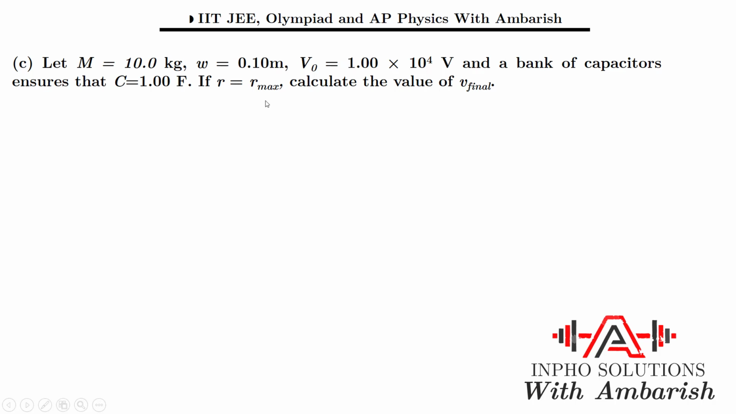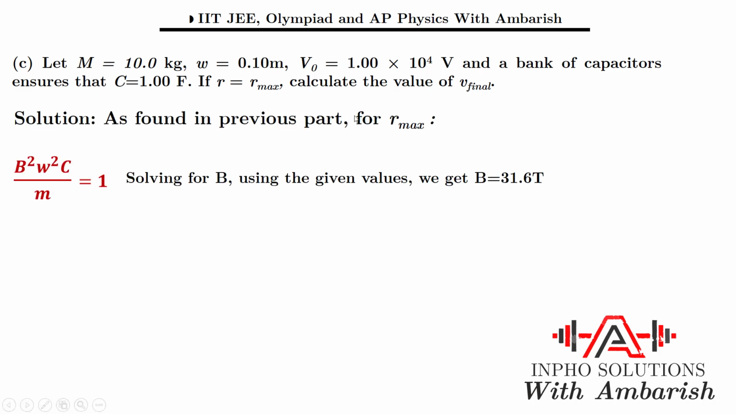So we calculated that r max is 1/4, and the corresponding value of x we had found is equal to 1, and we now need to find the corresponding value of v final for r equal to r max. As found in the previous part for r max, B square W square C by m was coming out to be 1. This was our x equal to 1, and you just plug in the values and solve for B. So if you solve for B, you get B is equal to 31.6 Tesla, and once I have the value of B, I can easily calculate the value of v max.